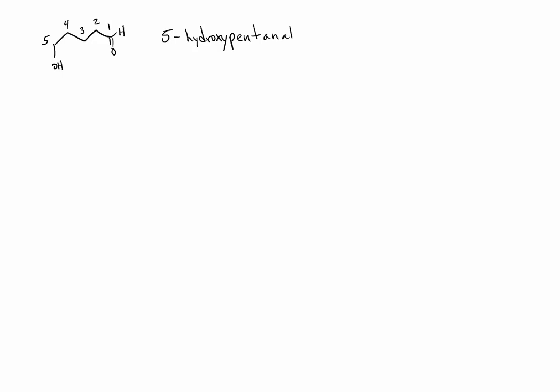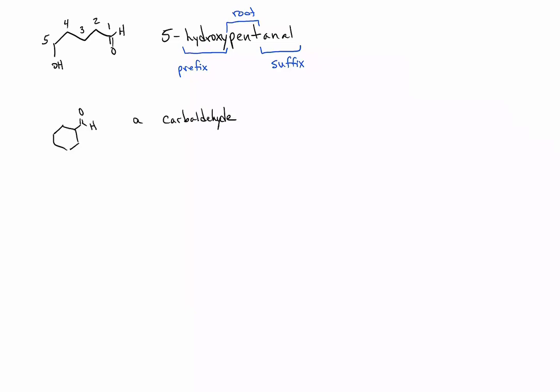So looking at the parts of the name, the anal is the suffix, the pent is the root, and the lower priority functional group is named as a prefix. Aldehydes have to be present on carbon 1, so there's no need to put a number in for the aldehyde because it is by definition at the end of the chain.